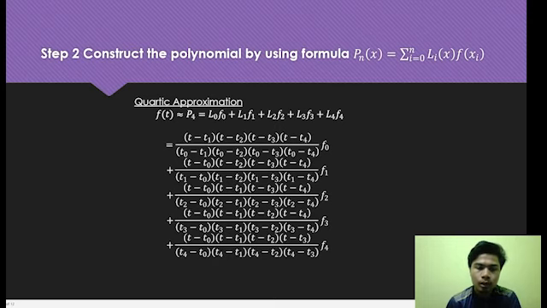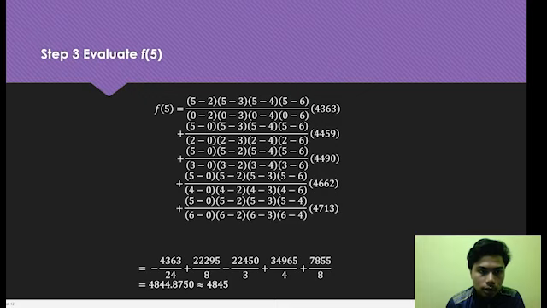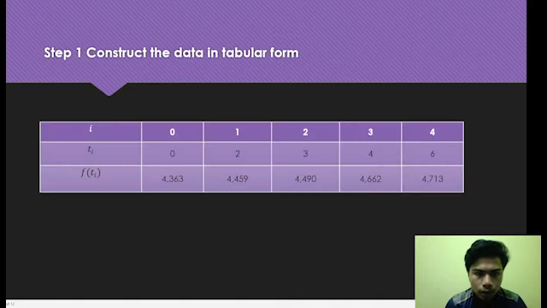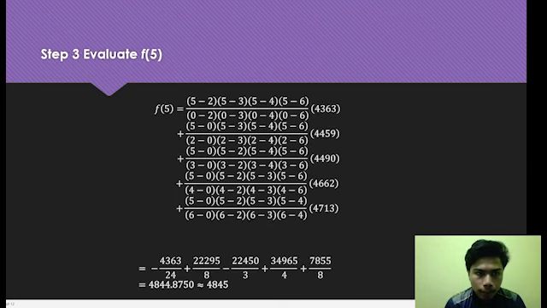Okay. Next, step 3, evaluate F5. So we must put the value of t with 5 and the values of t1, t2, t3 and t0 based on the data that we constructed from step 1. After we calculate the equation, we will get the answer 4844.8750.